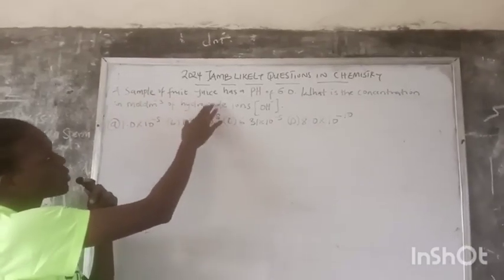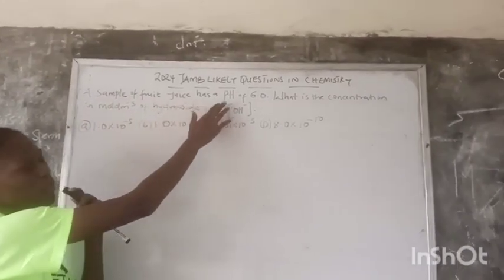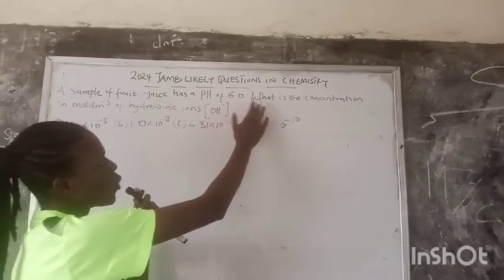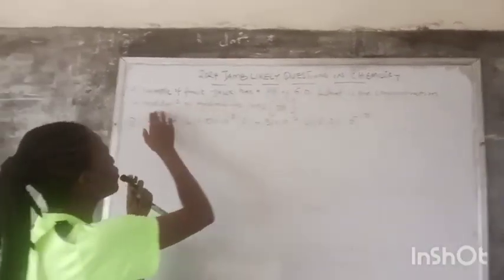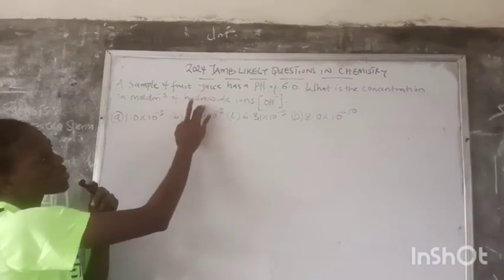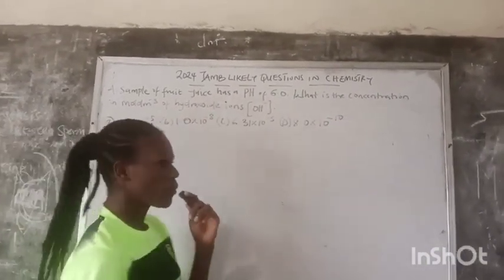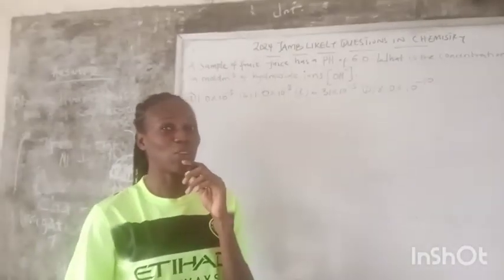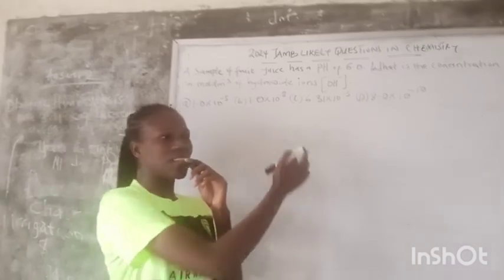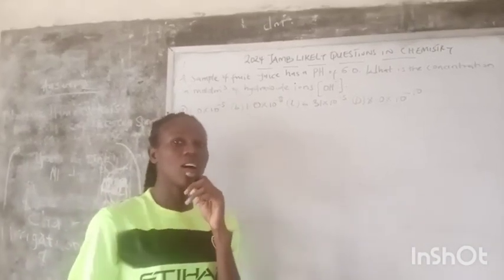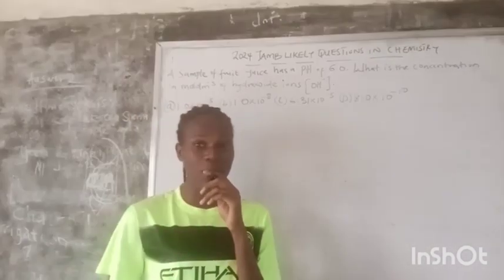A sample of fruit juice has a pH of 6.0. What is the concentration in mole per dm cube of hydroxide ions? Looking at this question, you're not going to use a scientific calculator to solve this, neither are you going to use a log table.